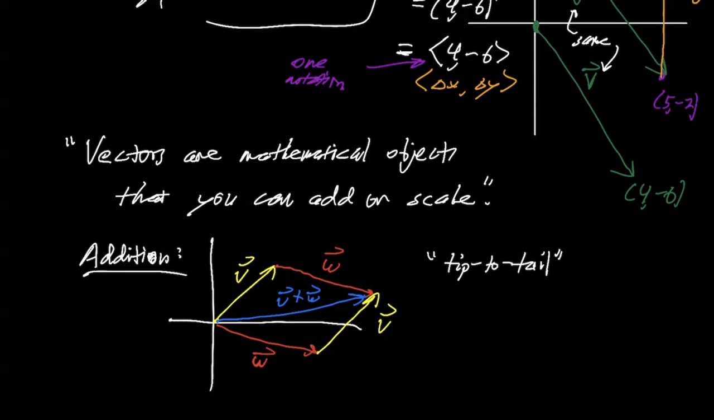Notice it is commutative. If I do V plus W, I get the same thing as W plus V. Also, some people call this the parallelogram law, because that's the parallelogram, and the sum ends up being the diagonal of the parallelogram. So you'll also hear this described as the parallelogram law.